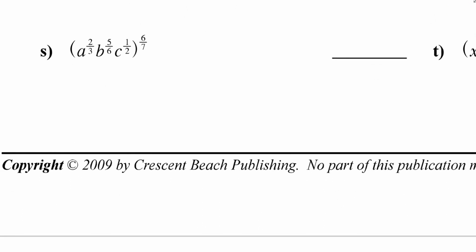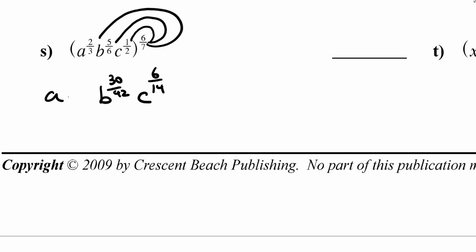And the last question I'm going to do on this homework video guide, I will take this outside 6 to the 7, multiply it with the c to the power 1/2. So that's c to the power of 6 over 14. This is b to the power of 30 over 42. And that's going to be a to the power of, well, 2 times 6 is 12, and 3 times 7 is 21. And after that, we just simplify the fractions.